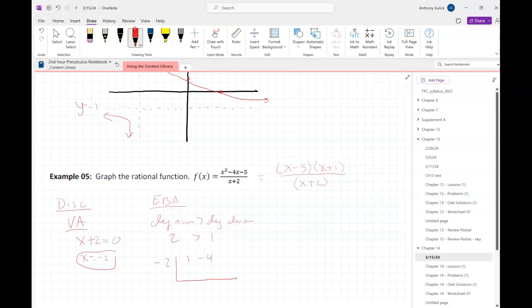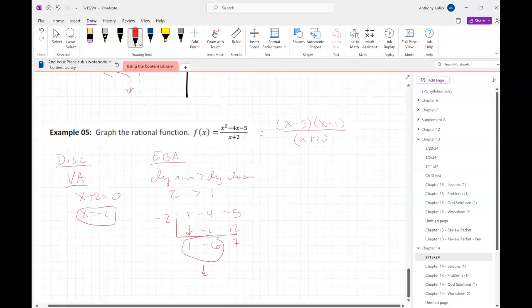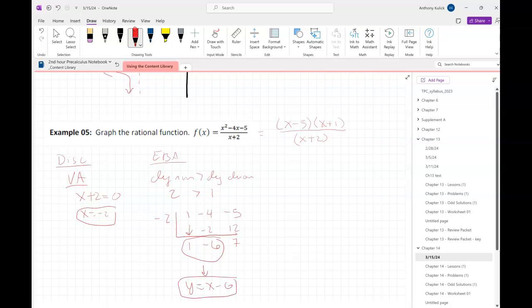Since my divisor has leading coefficient of 1 and degree 1, I can do synthetic division. This is all I need. So y equals x minus 6. I thought you just take the... That's if the degrees are equal. If the numerator is greater than the denominator, I do polynomial division, take the quotient.